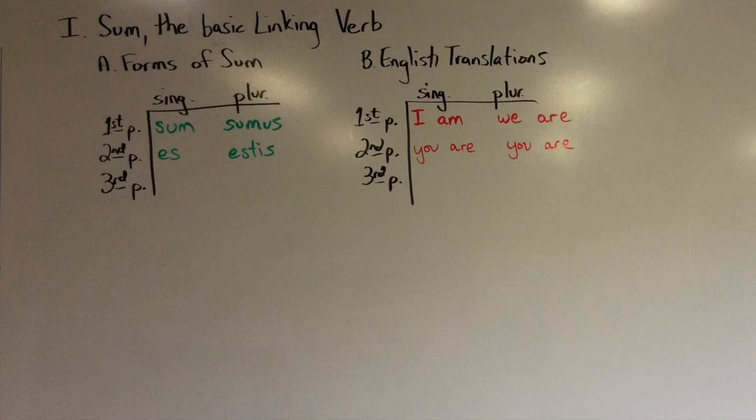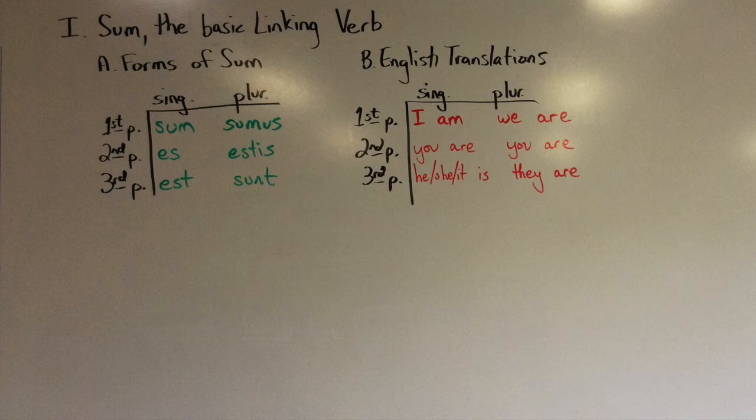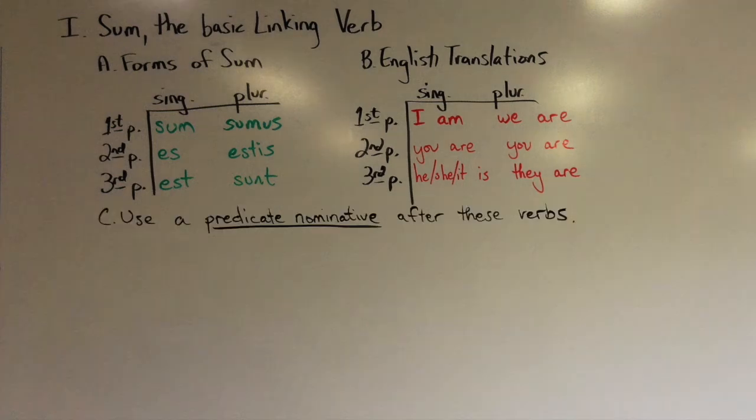Finally, we already know the third person forms from the first chapter. Those are est and sunt. And as we should recall, those will translate into English as he, she, or it is, and they are. Now remember, since these are linking verbs, then after these linking verbs, we'll get predicate nominatives in the nominative case.